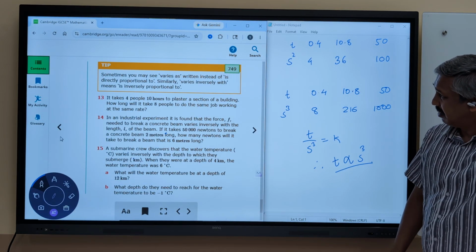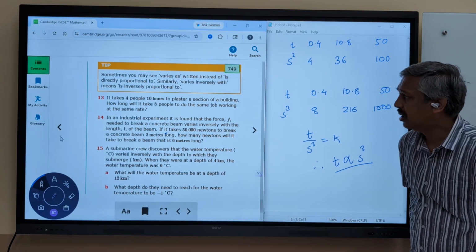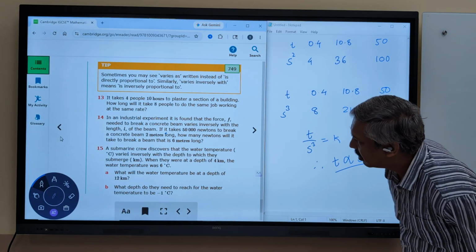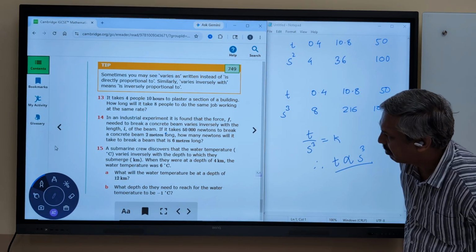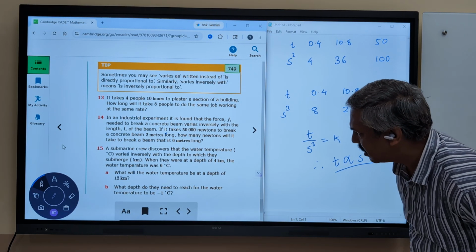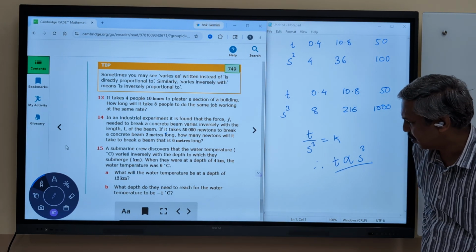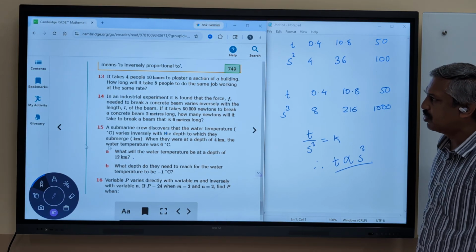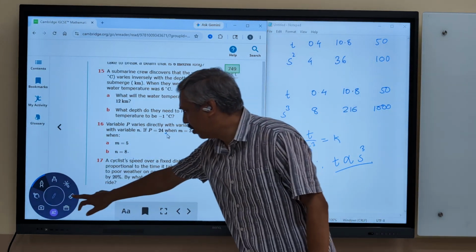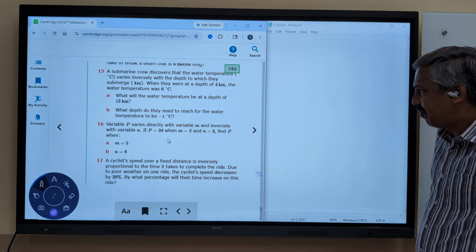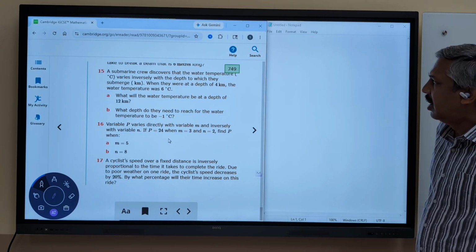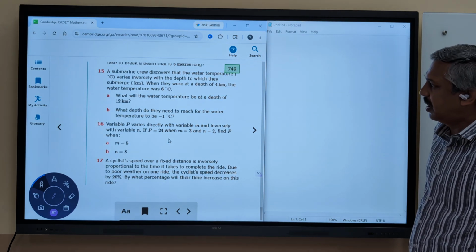Question number 13, 14, 15. Which one should we take? I think we take 13 and 14. 15 and is there anything 16 as well? I think no, 15 is the last one. Fine, so 13, 14 we will solve. Oh, there is 16, 17. Yeah. Okay, let's take 13.